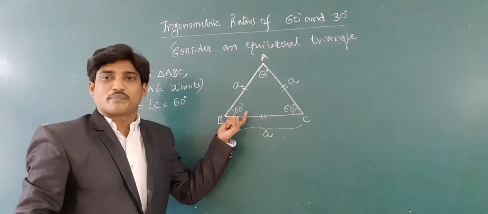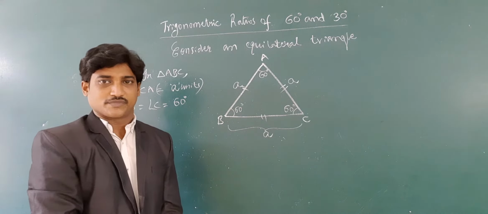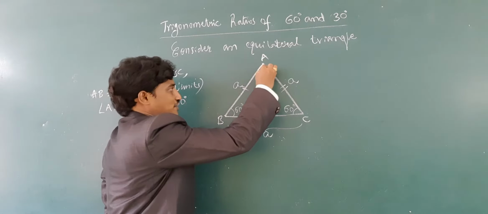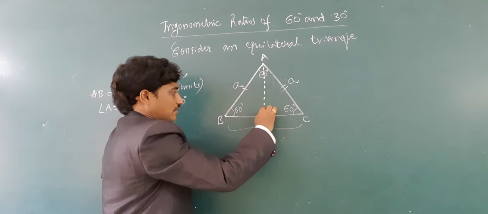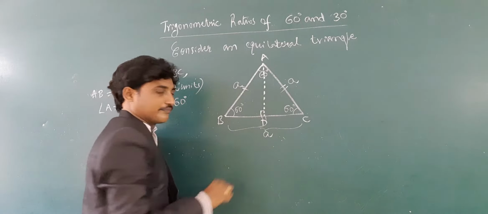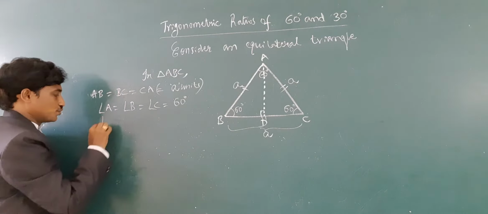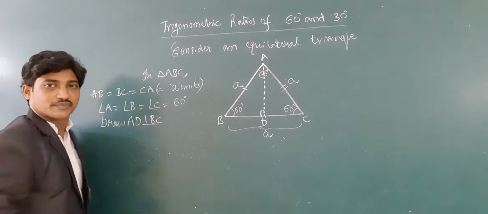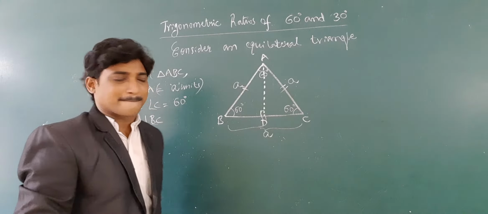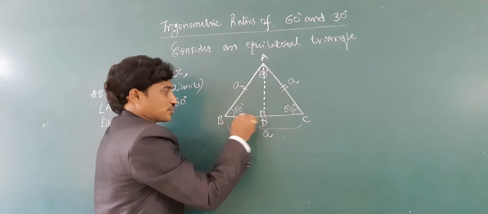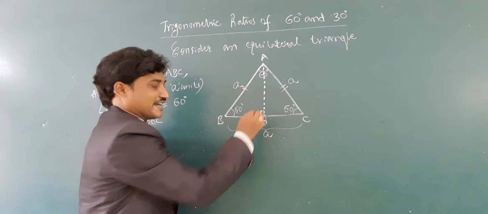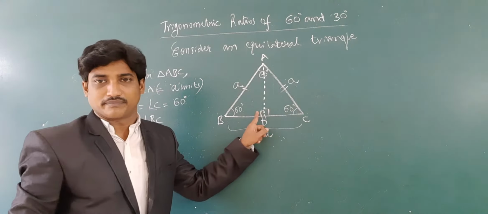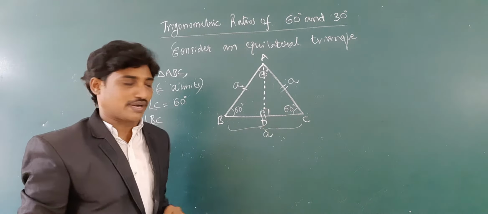Now let us find the trigonometric ratios of 60 degrees. To find them, I am going to draw an altitude. Construct altitude AD, drawing AD perpendicular to BC. Since AD is perpendicular to BC, angle ADB is 90 degrees and angle ADC is also 90 degrees, a linear pair. Their sum is 180, 90 plus 90.